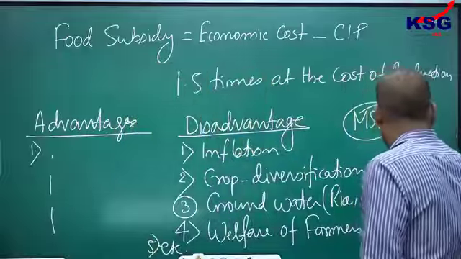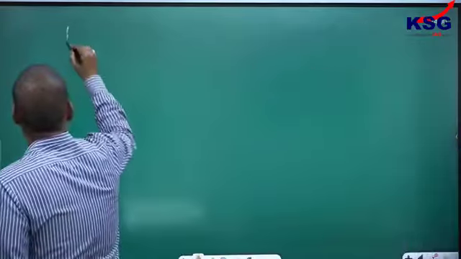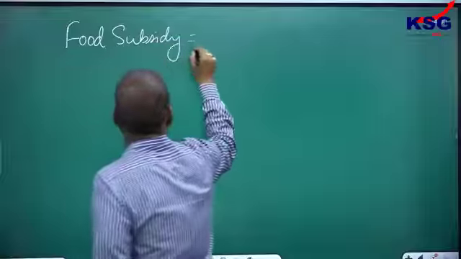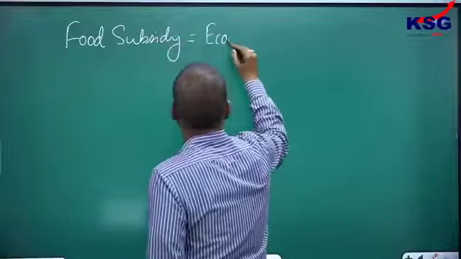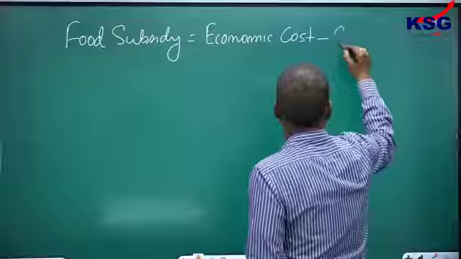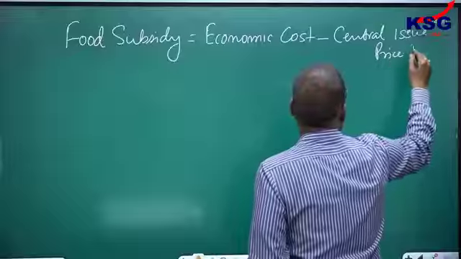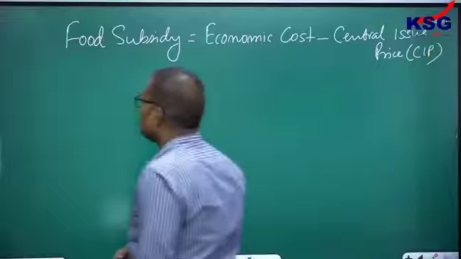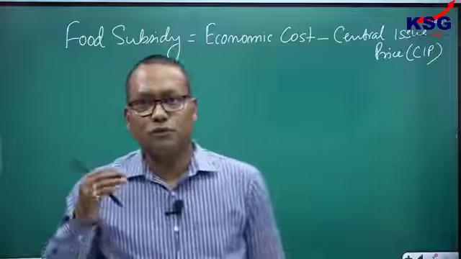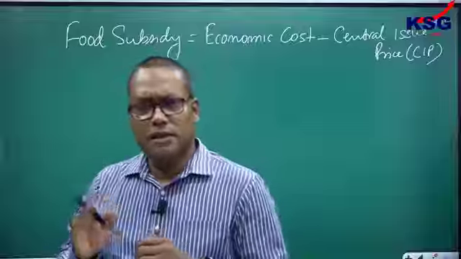So I was discussing the food subsidy. Total food subsidy is the economic cost minus the central issue price, which is your CIP. Clear? Now, what is CIP, the central issue price? It is the price at which the central government issues the food grains to state governments and other implementing agencies for public distribution systems and other welfare measures.